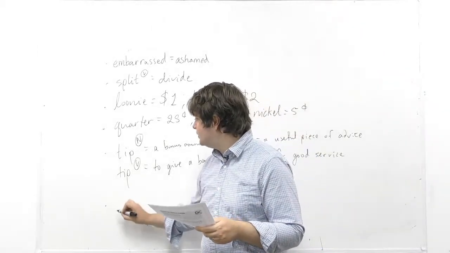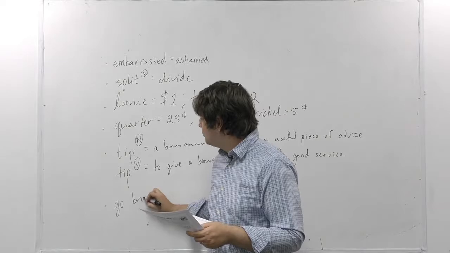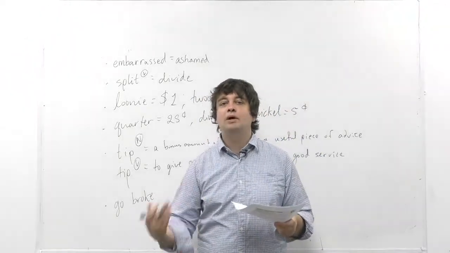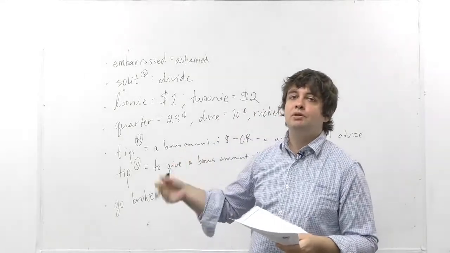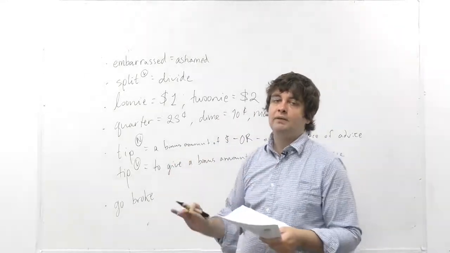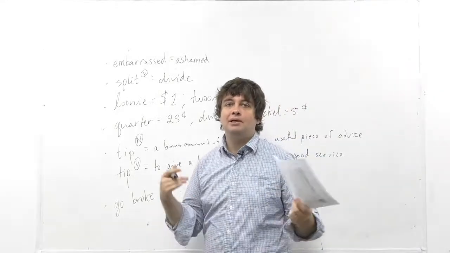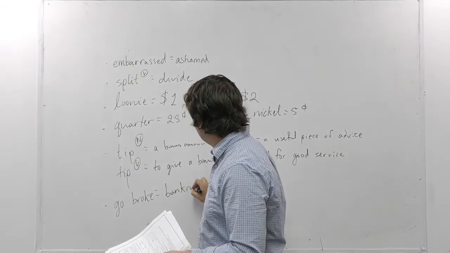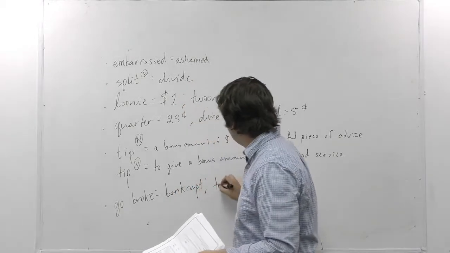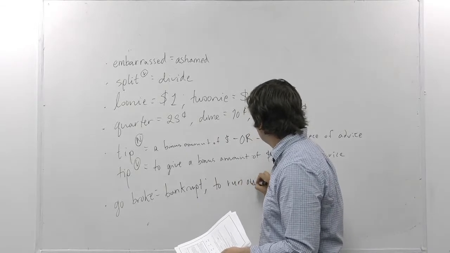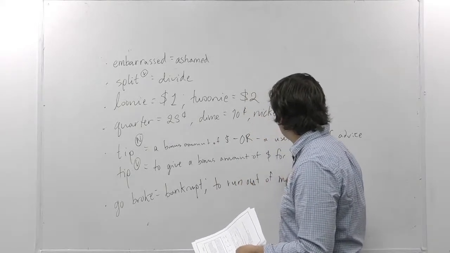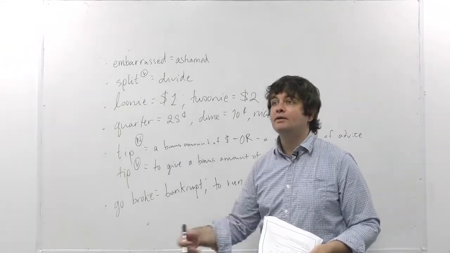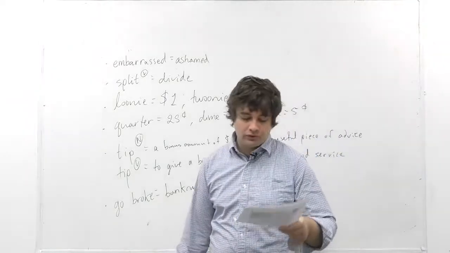It is the phrasal verb to go broke. If you say, I am going broke, that means you are running out of money. You will soon be bankrupt. You will soon have no money. If you say, I went broke, that means you have no money at all. So it's very similar to bankrupt or to run out of money. If you just say, I am broke, it means you have no money. I am going broke. I'm losing money. I will be broke soon.